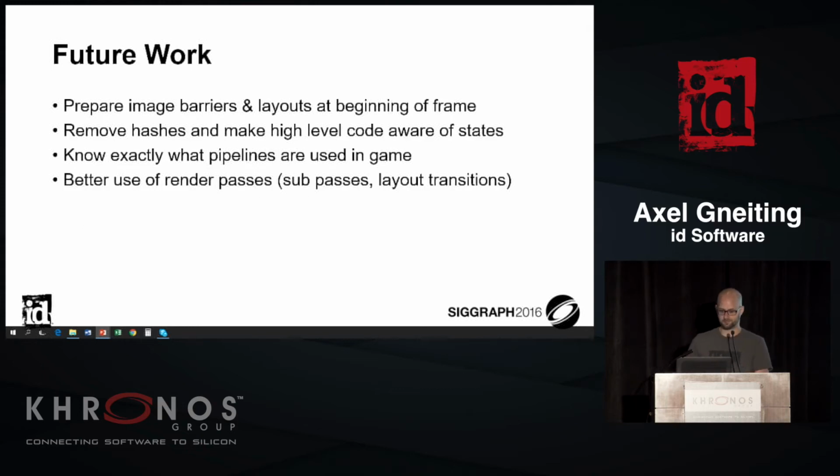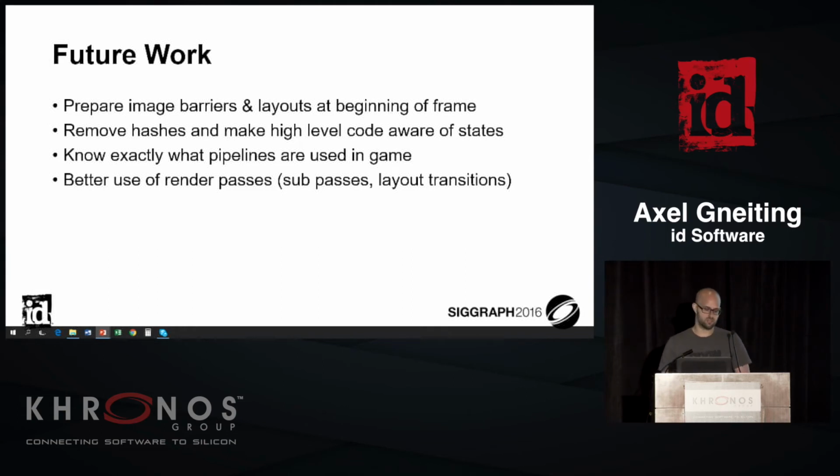For the future, we want to do the prepare image barriers and layouts at the beginning of the frame, resolve this already so we don't have to do this ugly tracking. We want to remove the hashes and move all the awareness of the PSOs and the baked states up to the high-level code and know exactly what pipelines are used in the game without having to play the game or let QA do that. So this would help us not having to do the serialization stuff.